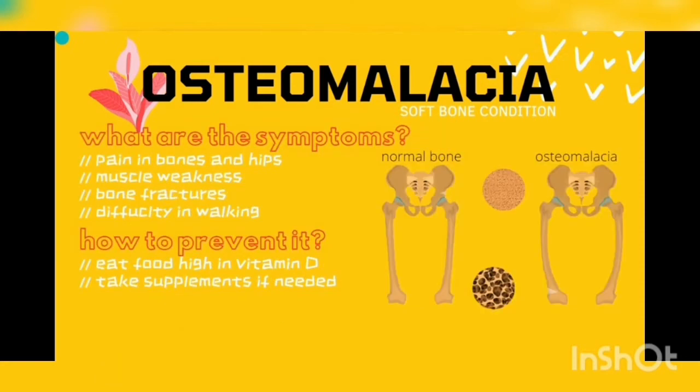So, what are osteomalacia symptoms? Pain in bones and hips, muscle weakness, bone fractures, and difficulty in walking. So how to prevent osteomalacia? Yes, we can prevent it. Eat food high in vitamin D and take supplements if needed.